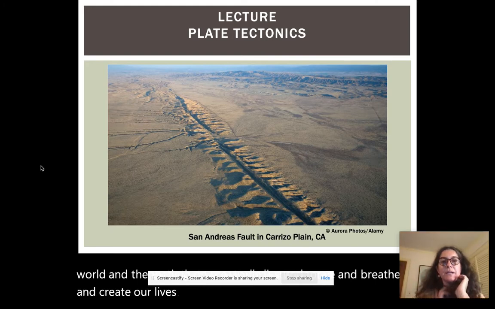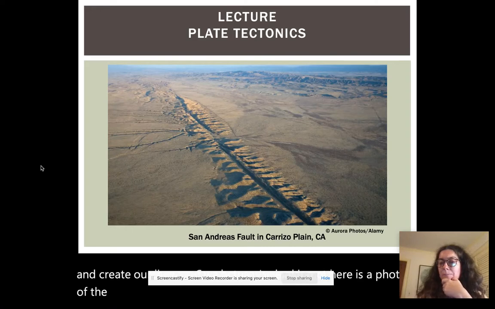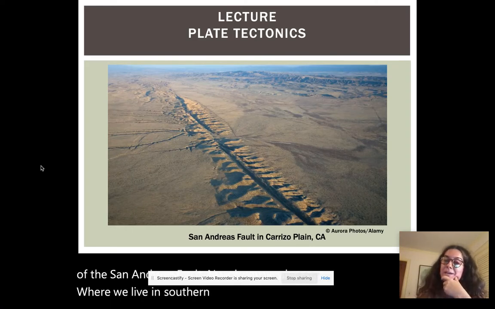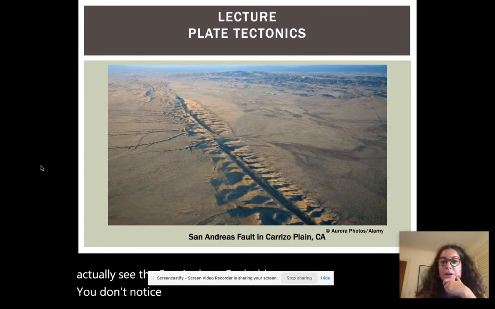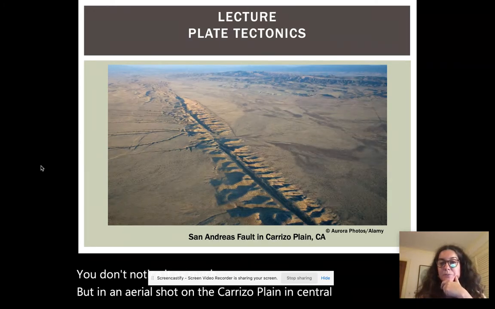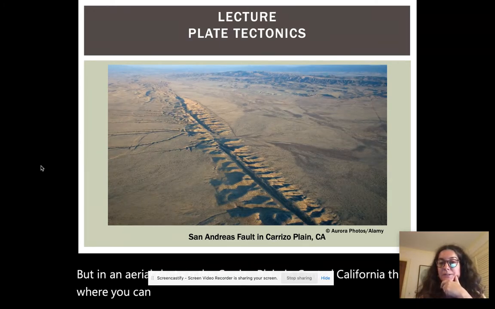So, what you're looking at here is a photo of the San Andreas Fault. Now, in many places where we live in Southern California and California, you can't actually see the San Andreas Fault like this. You don't notice it as much. But in an aerial shot on the Carrizo Plain in Central California, this is where you can really visualize what the San Andreas Fault looks like.